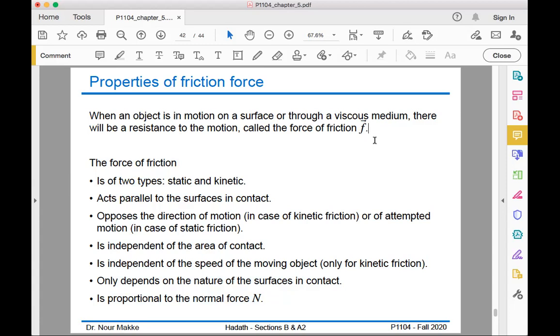Number two, it acts parallel to the surfaces of contact. So if you have two objects, whether it's horizontal or vertical. In the previous example it was horizontal, but it could also be vertical. But all the time, it is parallel to the surface of contact. It opposes the direction of motion in the case of kinetic friction, or actually any attempted motion in the case of static friction.